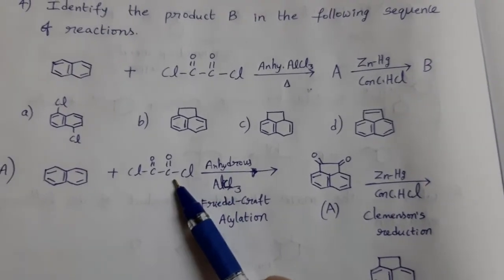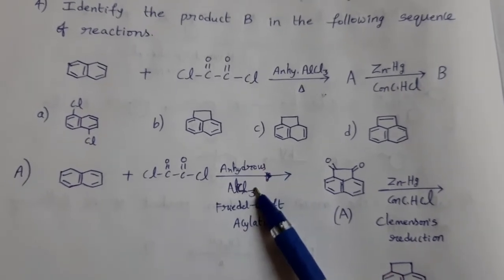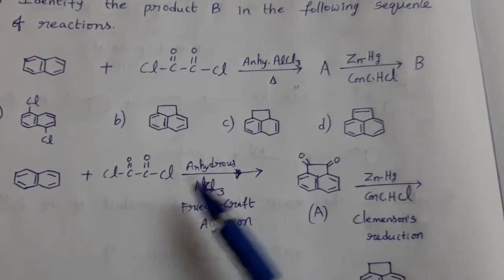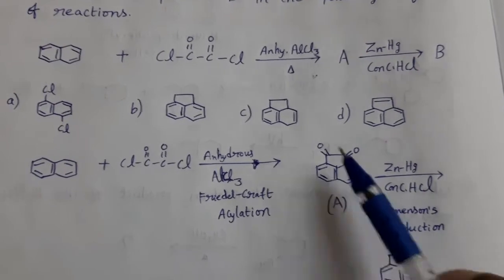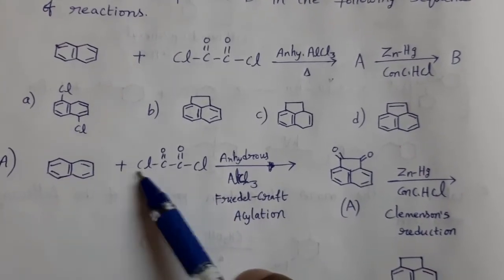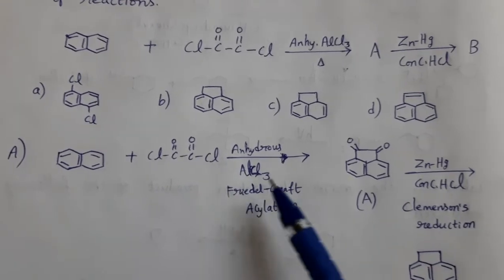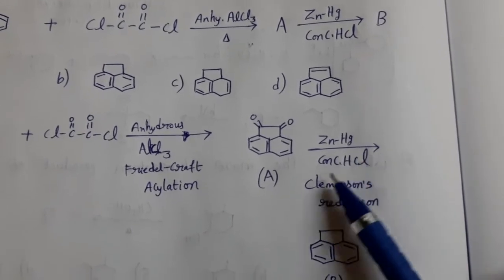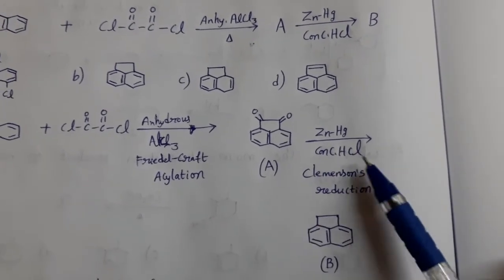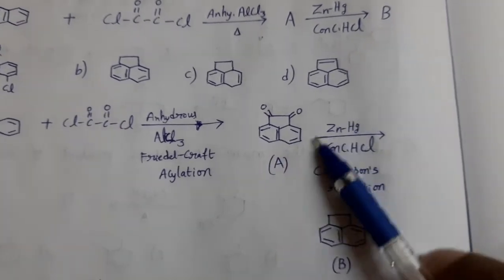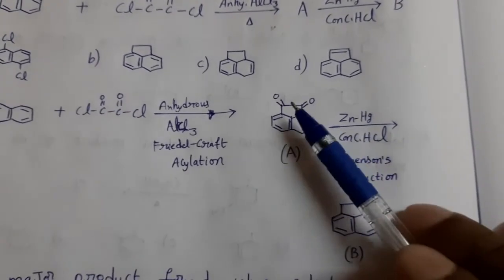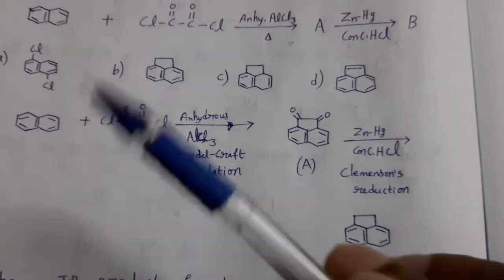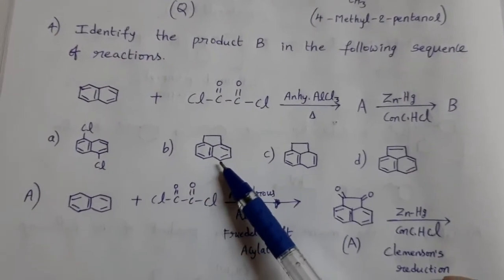Naphthalene with reagent anhydrous AlCl3 means this is nothing but Friedel-Crafts acylation. So the C=O, C=O group is substituted in this way, like this. From this hydrogen combines with chlorine, and is removed in the form of HCl. So this is compound A. This compound is treated with zinc amalgam and concentrated HCl. Then it undergoes Clemmensen reduction. This reagent is nothing but Clemmensen reduction. Then the carbonyl group is converted to CH2. Okay. So what is the option? Option B is the answer for this question. Next.